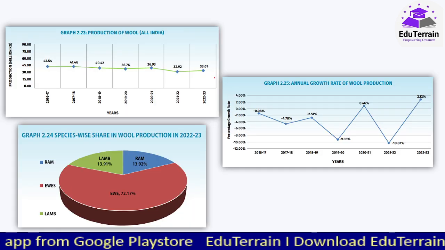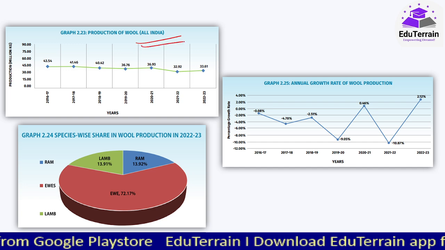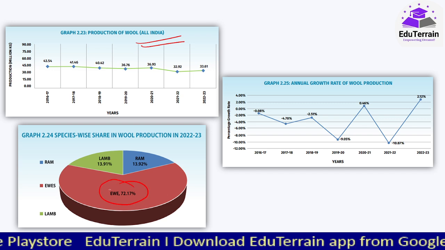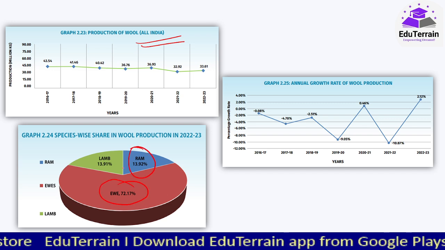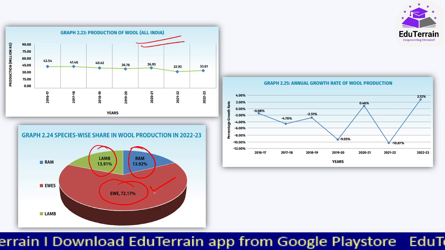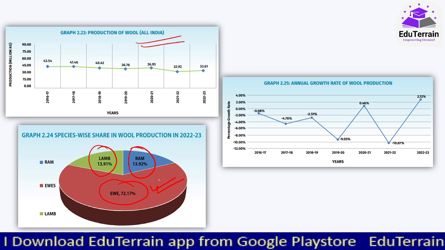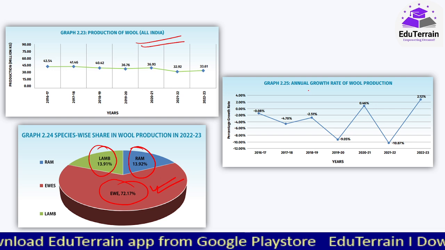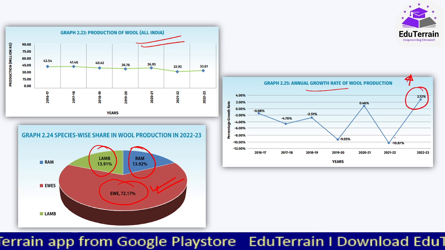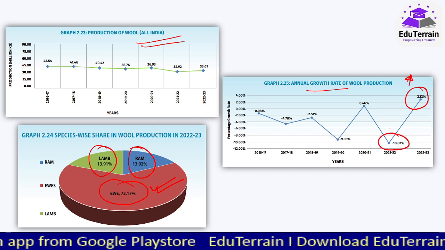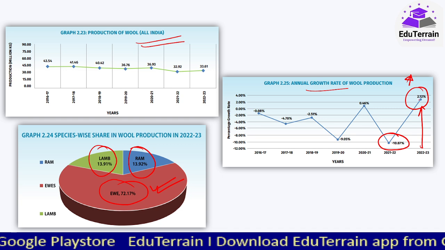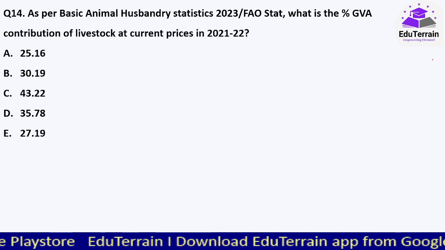Okay, as you can see here, this is the total production of wool of India, and what is the share? From ewes it is 72.17%, rams 13.92%, and lambs 13.91%. So it is the highest from the ewes. And as you can see here, the annual growth rate of wool production is 2.12%. Last year it was negative, there was no growth at all, in fact negative growth, but this year it has improved a little bit by 2.12%, as you can see here.